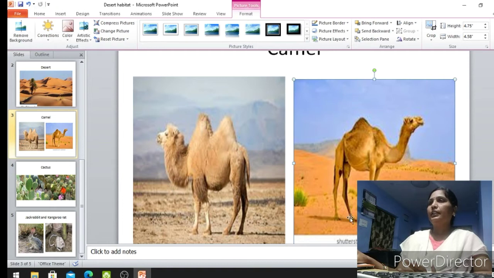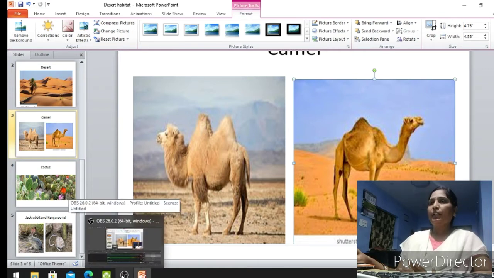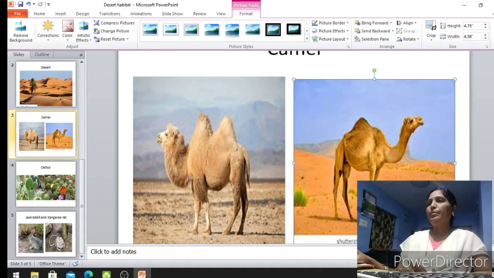You can see here, the camel has very long legs. These long legs help the camel keep its body away from the heat. In desert areas, you know very well, the climate is very hot. So to avoid this heat, its body is very high from the ground. So that's one adaptation.